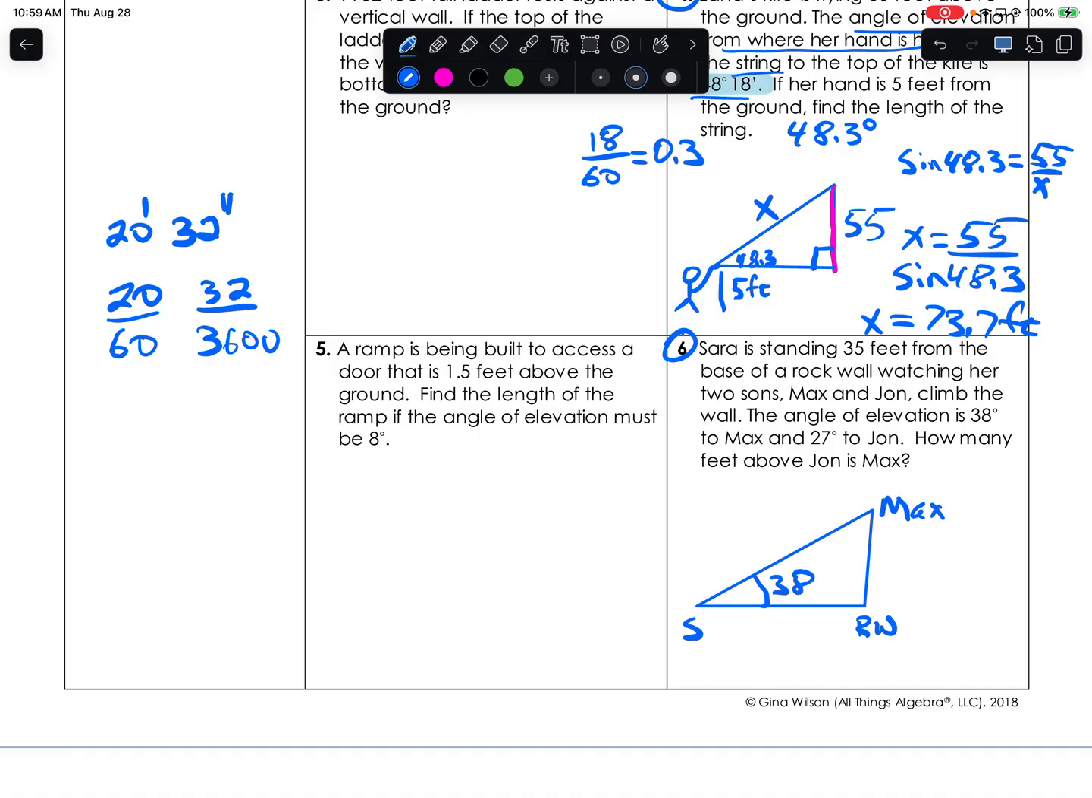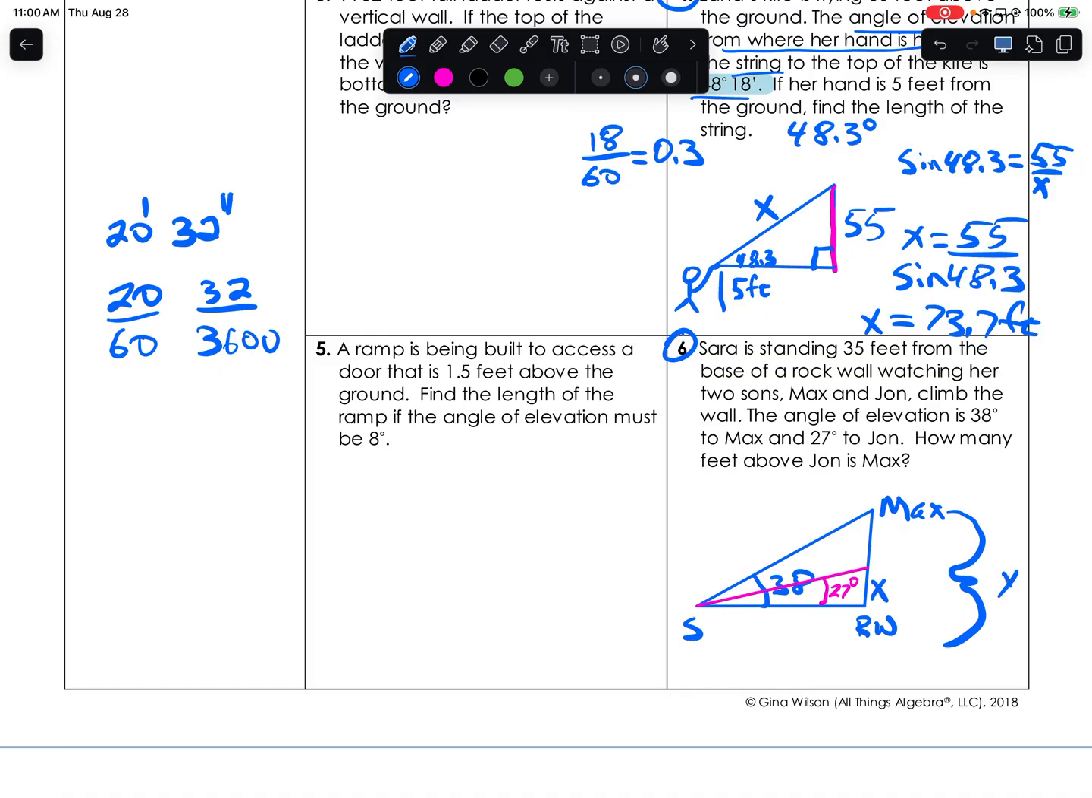Okay, the angle of elevation to John is 27 degrees. So I'm going to draw it in a different color because you too should take notes in a different color. So this angle right here is 27 degrees. How many feet above Max is John? So we can get this whole distance from here to here. We'll call that y. And then we can get this distance x.